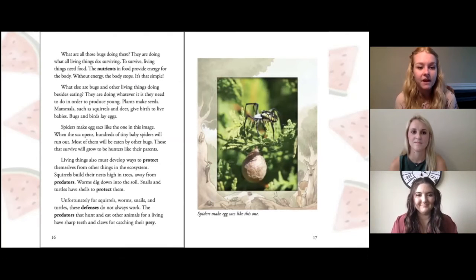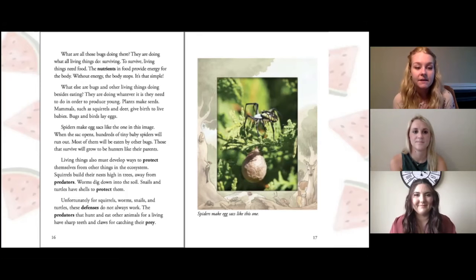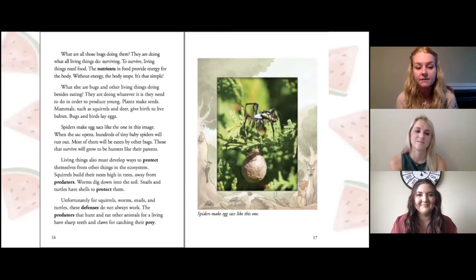They are doing whatever it is they need to do in order to produce young. Plants make seeds. Mammals, such as squirrels and deer, give birth to live babies. Bugs and birds lay eggs. Spiders make egg sacs like the one in this image. When the sac opens, hundreds of tiny baby spiders will run out. Most of them will be eaten by other bugs. Those that survive will grow to be hunters like their parents.